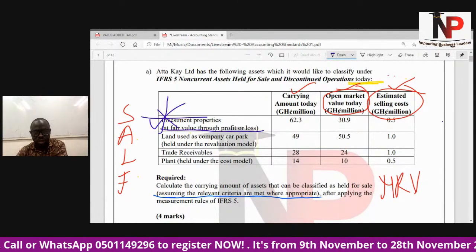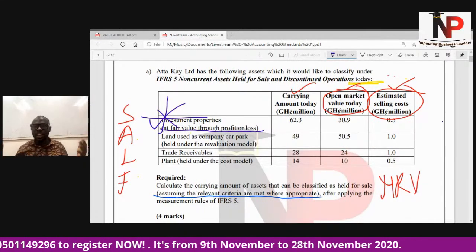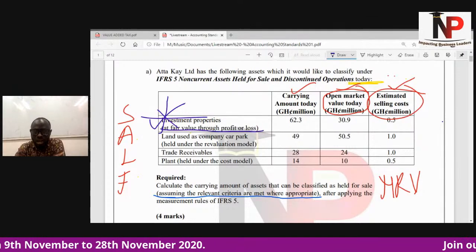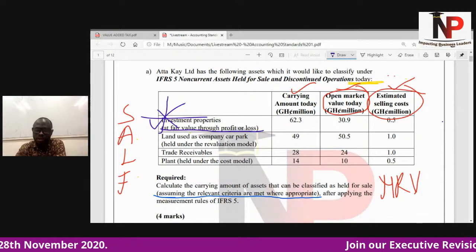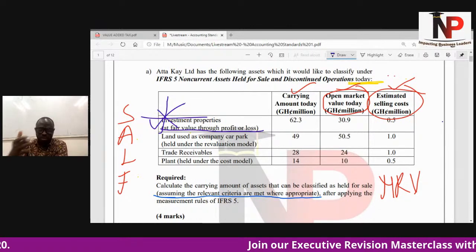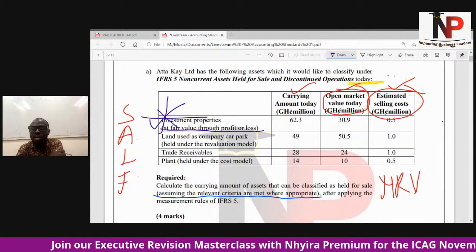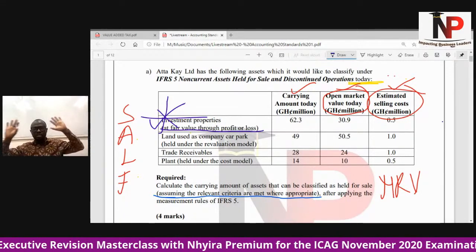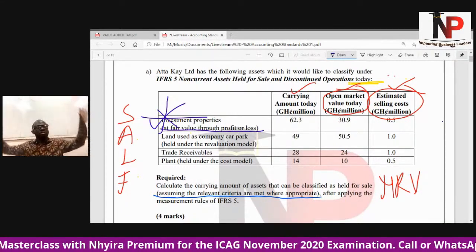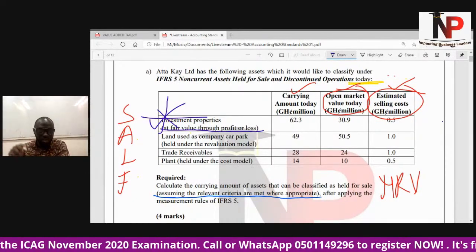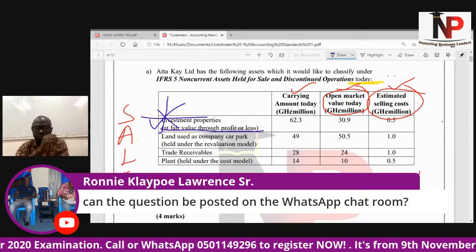That's out. Because it's an investment property and the entity is already carrying it at fair value through P&L, it cannot be classified as held for sale because they are already carrying it at a fair value. Does it make sense? So that one will be out of our workings. That will not be included in our workings in relation to that.